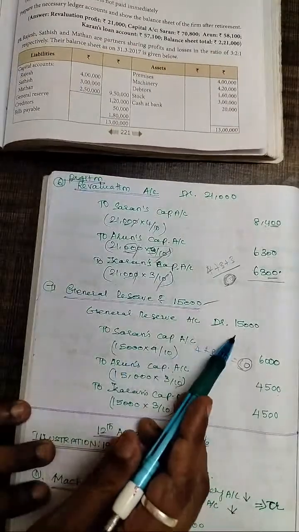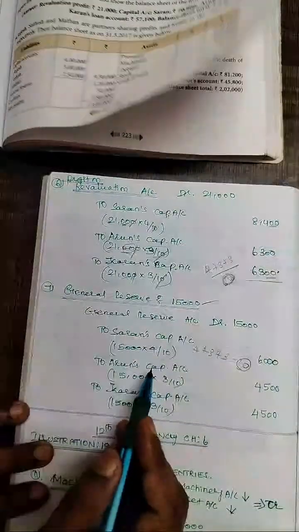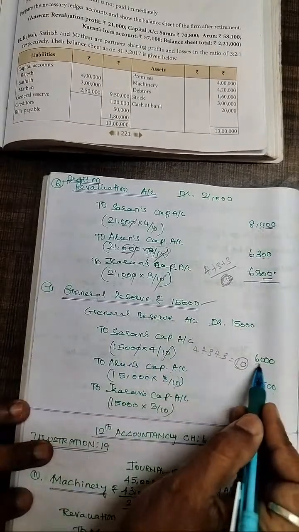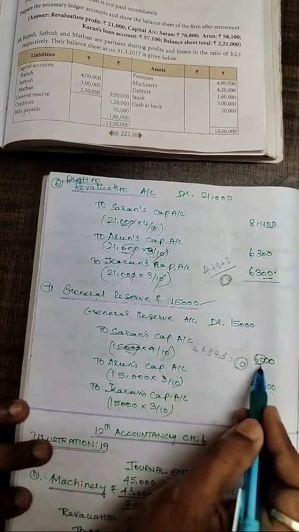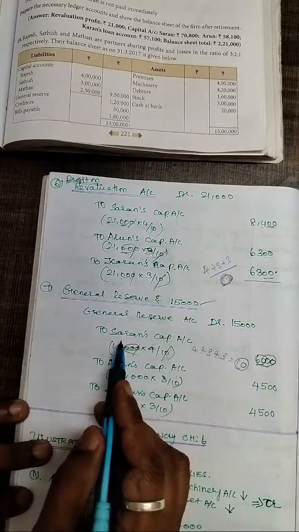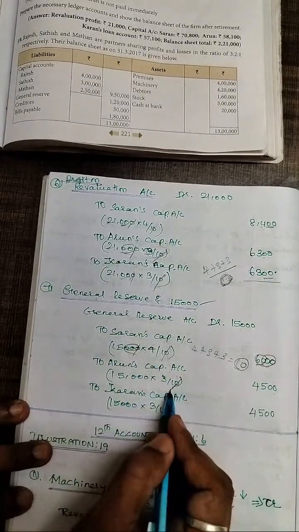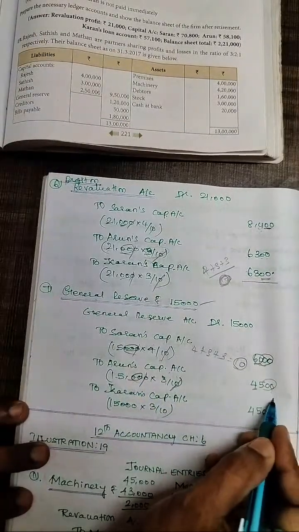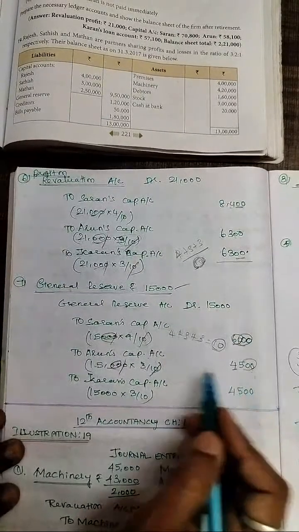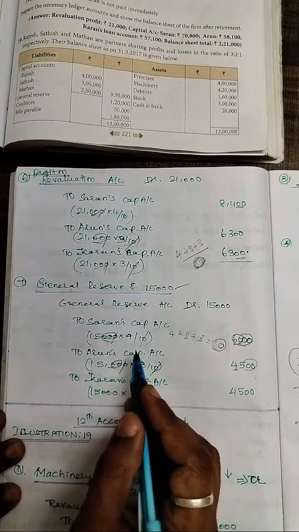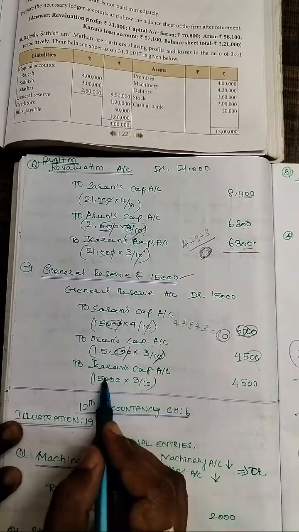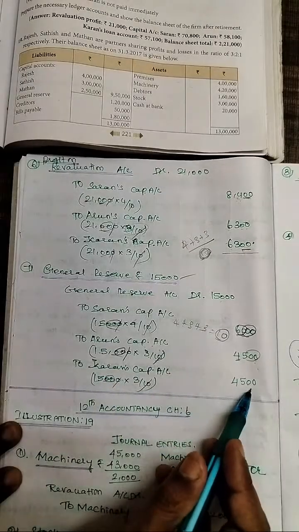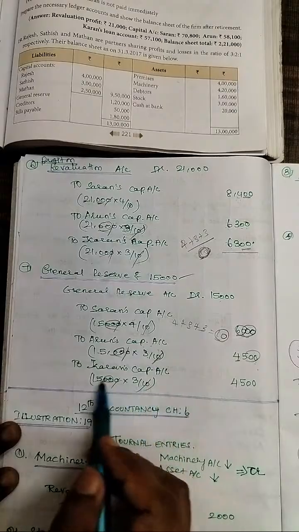Now we have to calculate that 15,000 rupees with the respective partners' profit sharing ratio. Zero cancel, remaining 15 fours are 60. Then this 20 is to be added here. So 6,000 rupees transferred to Saran's capital account. Similarly, zero cancel, 15 threes are 45, 20 is to be added here. So 4,500 rupees will go to Arun's capital account from general reserve. Then calculate Karan's capital account. So zero cancel, 15 threes are 45, 20 is to be added here. 4,500 rupees is to be transferred to Karan's capital account.